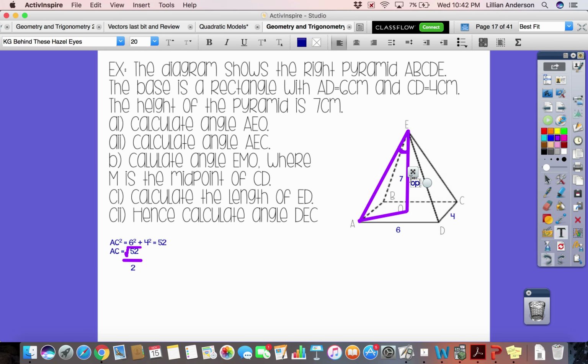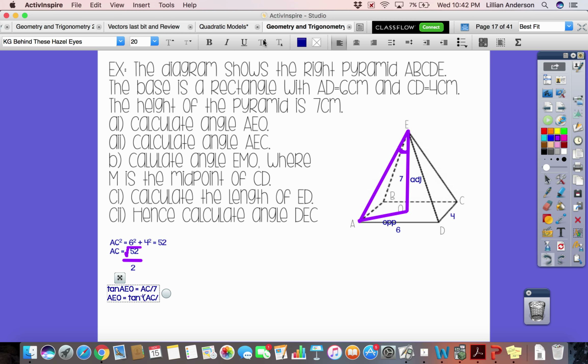So adjacent and opposite would give us tangent. So the tangent of angle AEO would equal our opposite side, which is AO, and we would divide by our adjacent side, which is 7. Again, we are looking for the inverse of tangent, so we're going to do the tangent inverse of AO, that length, divided by 7.